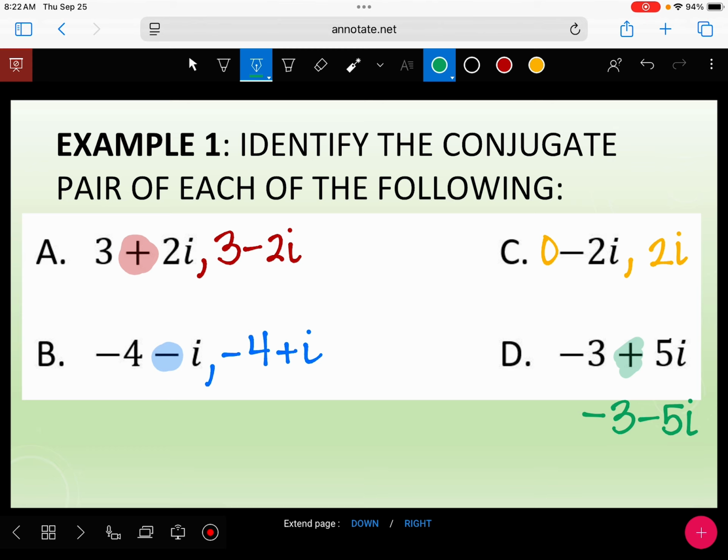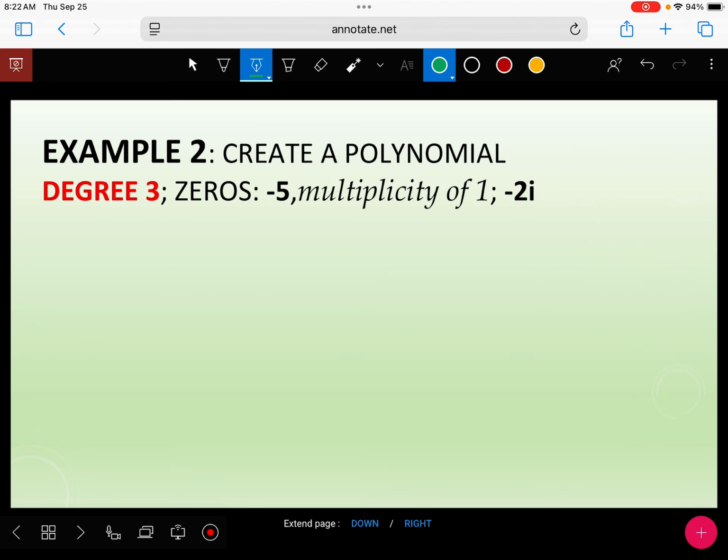All right, so now we're going to practice writing equations. So go ahead, we're going to create a polynomial. It's going to be a 3rd degree. And I'm telling you, we have a 0 at negative 5, and that one has a multiplicity of 1. We also have one solution, which is negative 2i.